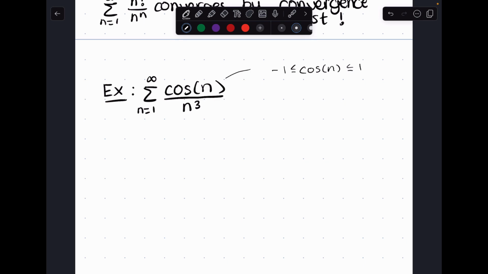But this doesn't give us an alternating series. We're not switching back and forth between -1 and +1 and -1 and +1. We have negative numbers and positive numbers, and we might have multiple in a row. We're not flipping back and forth perfectly from positive to negative to positive to negative. And so this is not an alternating series.